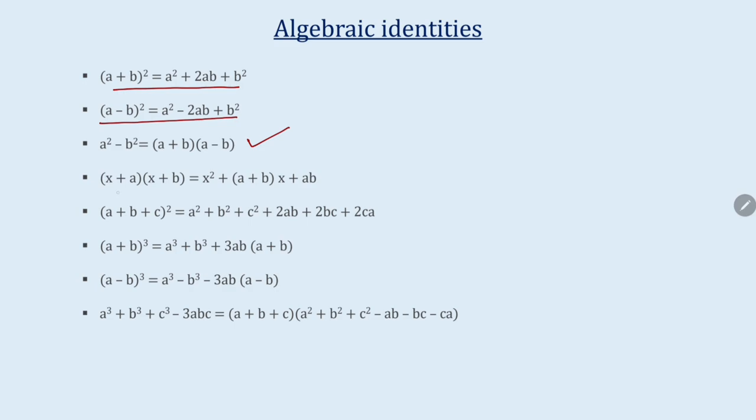Now there is another identity, (x plus a) multiplied with (x plus b). This we can write as x square plus (a plus b) multiplied with x plus ab.